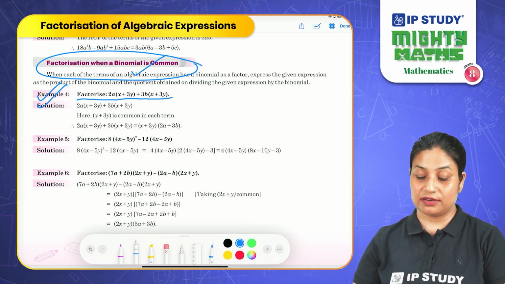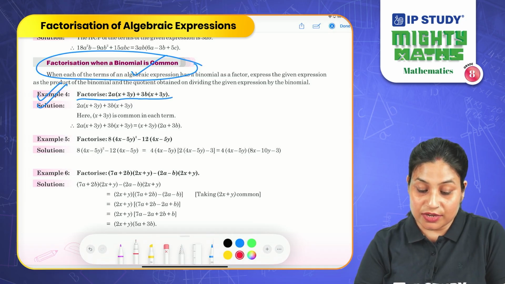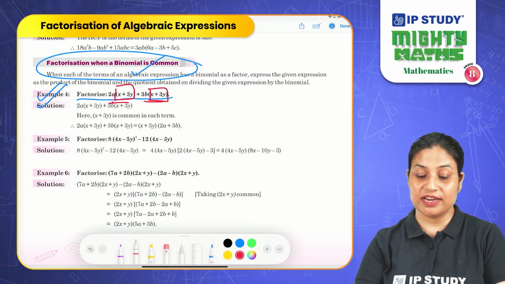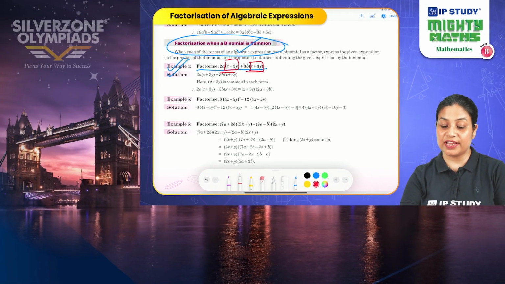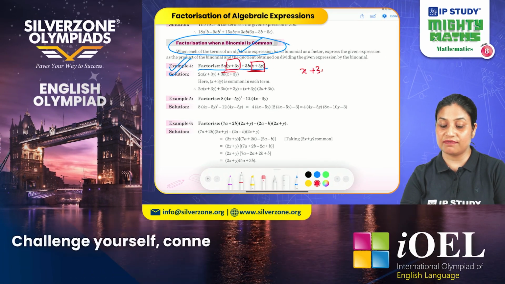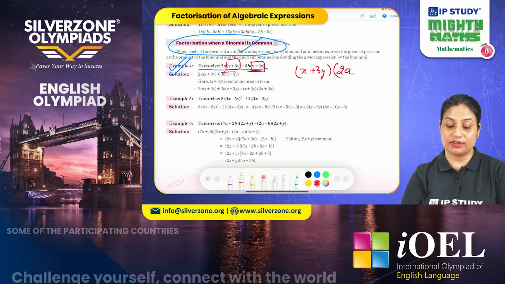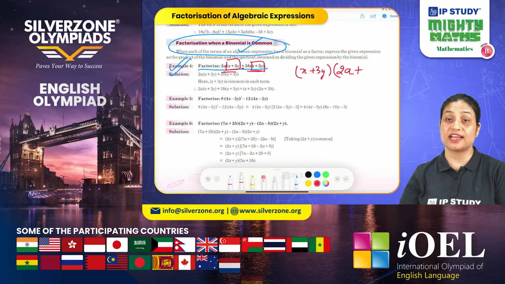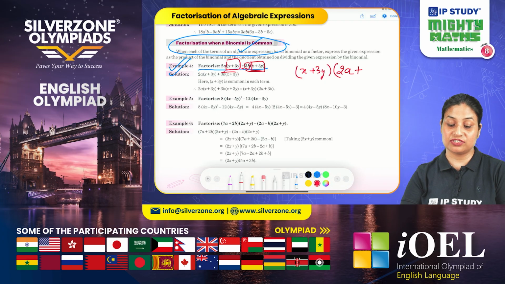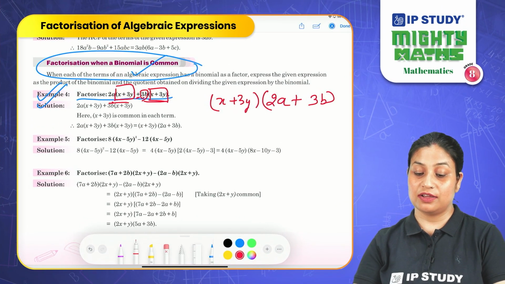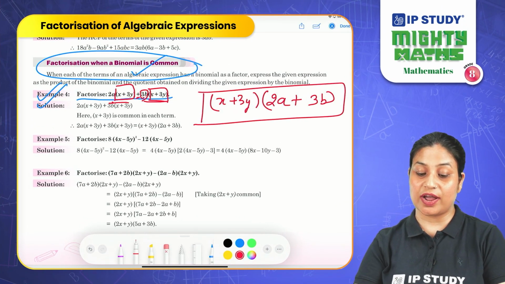So dear students, let me show you one thing. You can see here x + 3y and x + 3y. This binomial is common to both the terms, right? So you will take out this x + 3y outside the bracket. So what are you left with here? You are left with 2a, right? Then you are left with a plus sign. Put the plus sign over here. And then you are left with this 3b, right? So write 3b over here. So this is the required result.